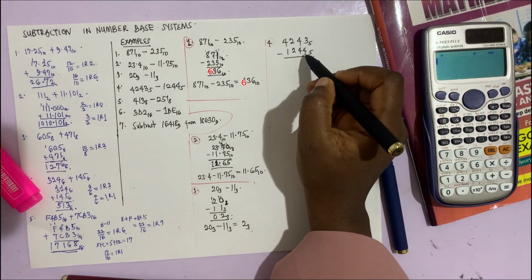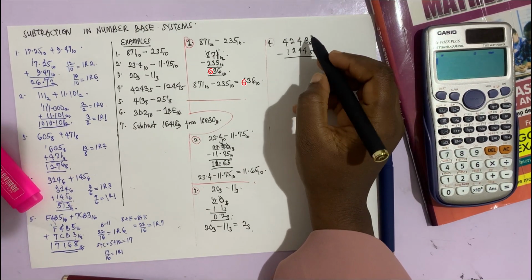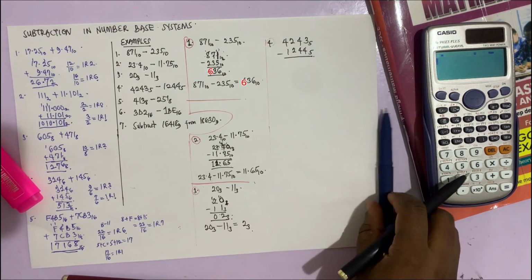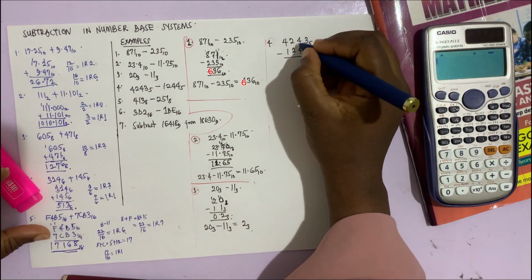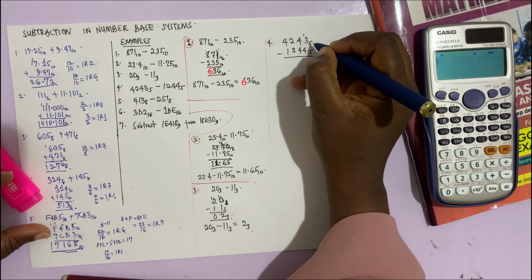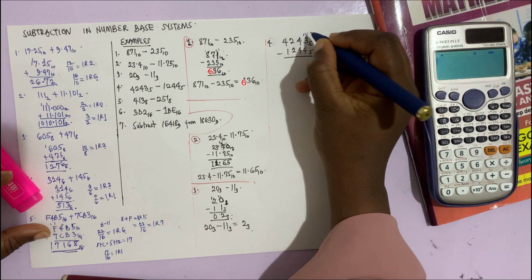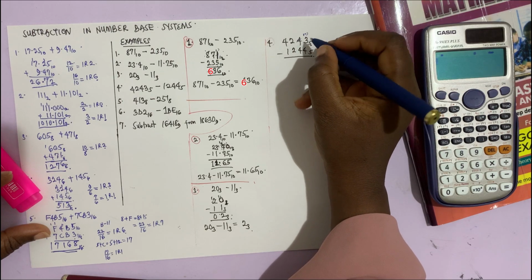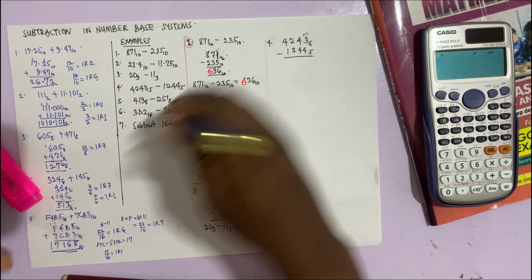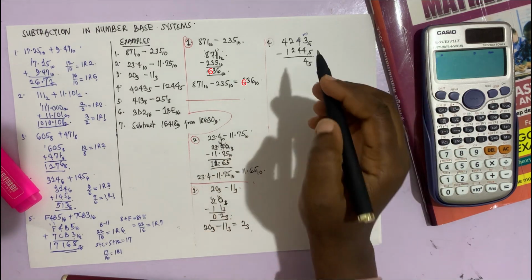So here 3 minus 4 is not possible because 3 is less than 4. So what do we do? We borrow 1 from here, bring that one here, but the one we're actually bringing is in terms of the base. So this is actually 5. So 5 plus 3 will give us 8. 8 minus 4 would give us 4 base 5.